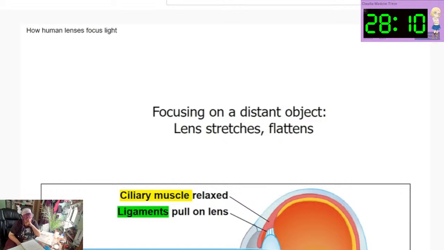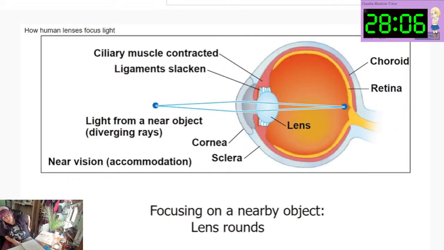So when we try to see something far away, our lens flattens to focus the image on our retina, and that's what we see pictured here. When we need to focus on a nearby object, such as when we're reading words on a page, the ciliary muscles do the opposite thing.